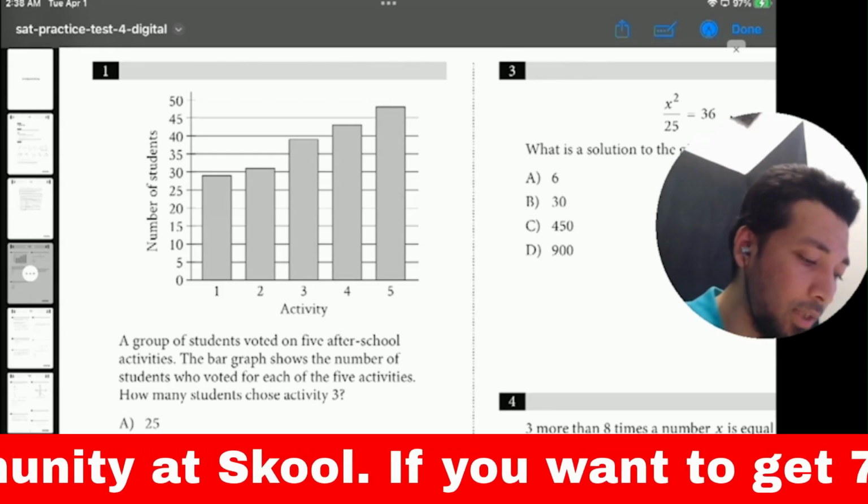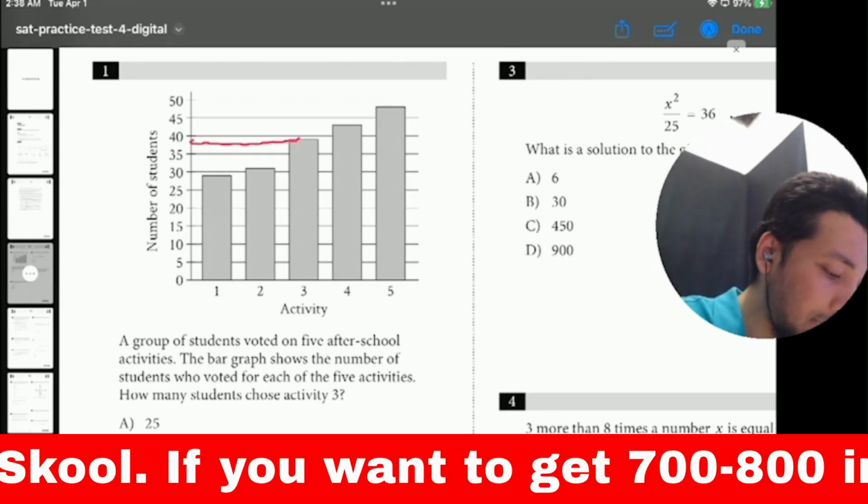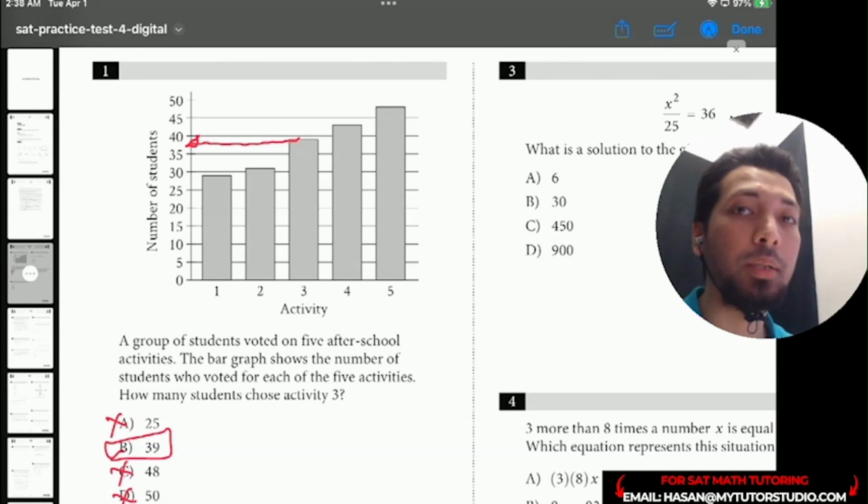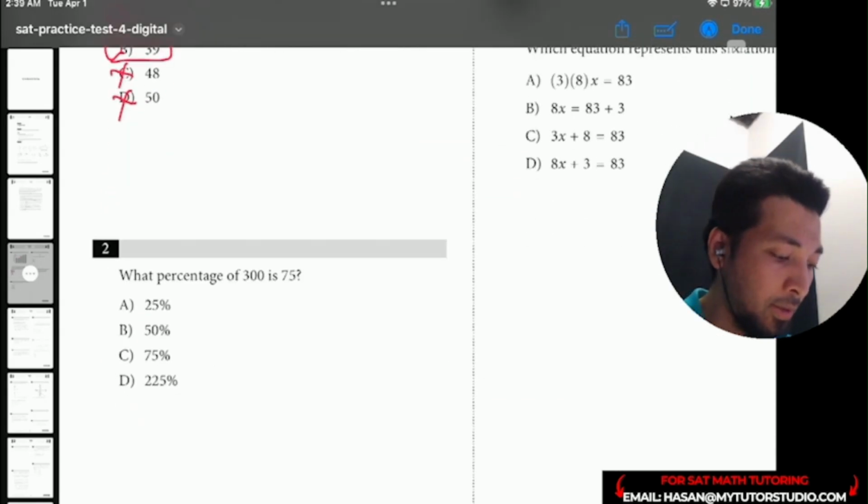If you look at activity 3, we can see that this is hitting somewhere between 35 and 40. So it can be option A, it can be option C or D. The right answer is option number B, which is 39. Let's look at problem number 2.